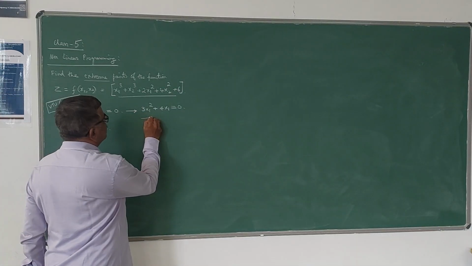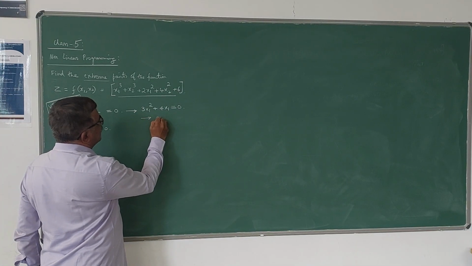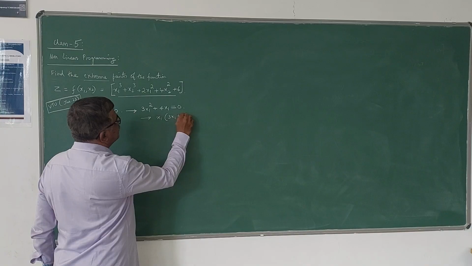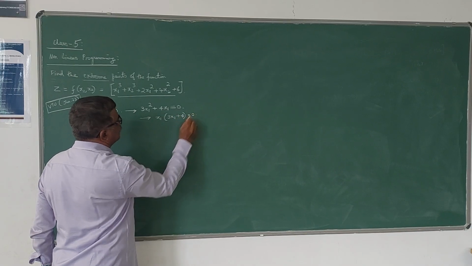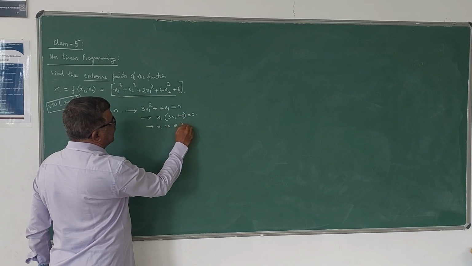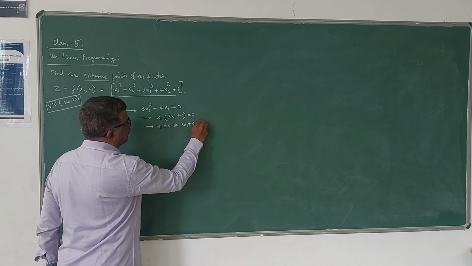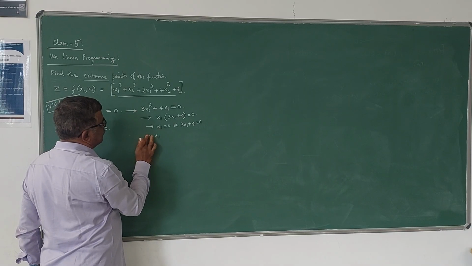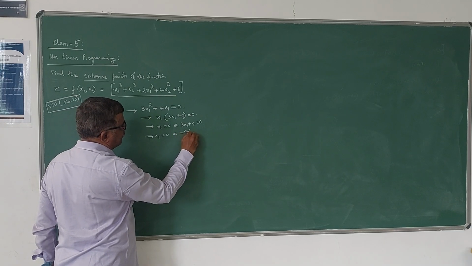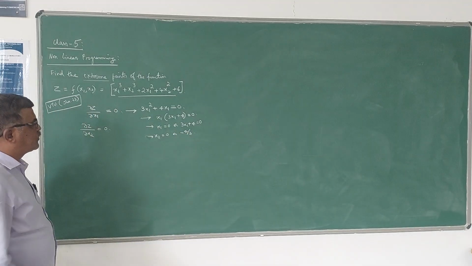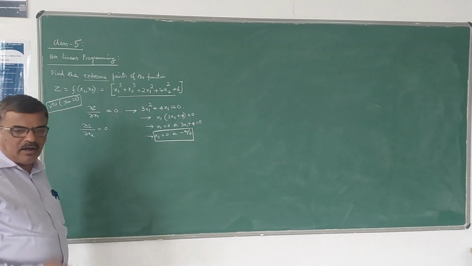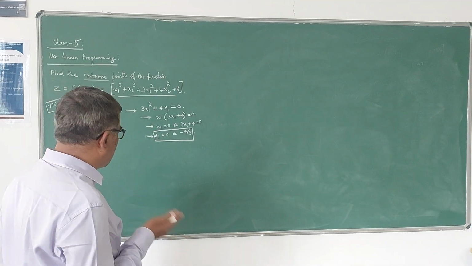If you simplify this, I can take x1 common: x1 into 3x1 plus 4 is equal to 0. So either x1 will be 0 or 3x1 plus 4 should be 0. Therefore x1 is equal to 0, and another value is x1 equal to minus 4 by 3. So these two are the values of x1. You may have minimum or maximum, that we have to find out later.